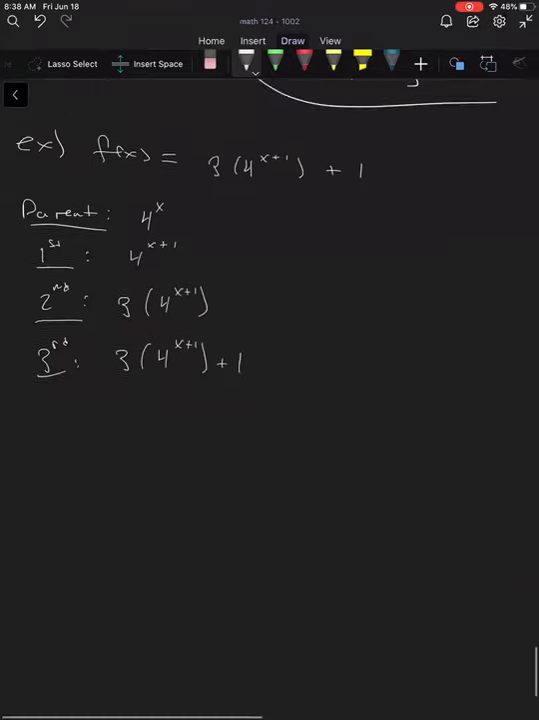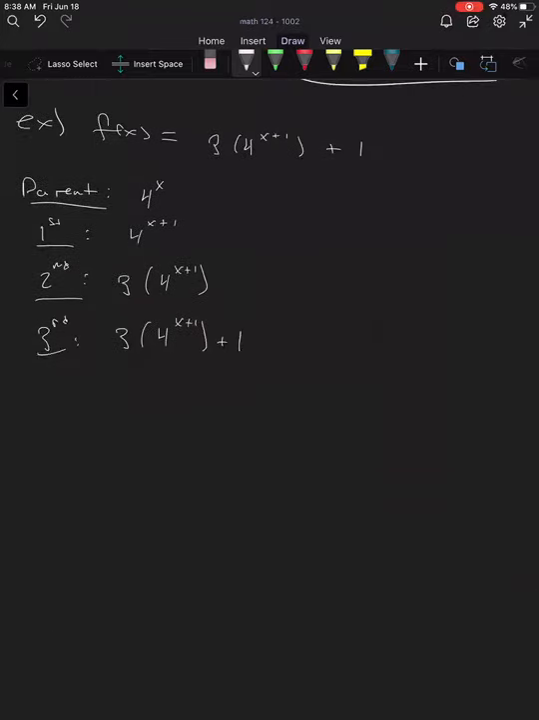All right, so let's start with the parent function. So 4 to the x, we have 4 is bigger than 1, so it just looks like this. We got 0, 1. And then we got 1, 4.